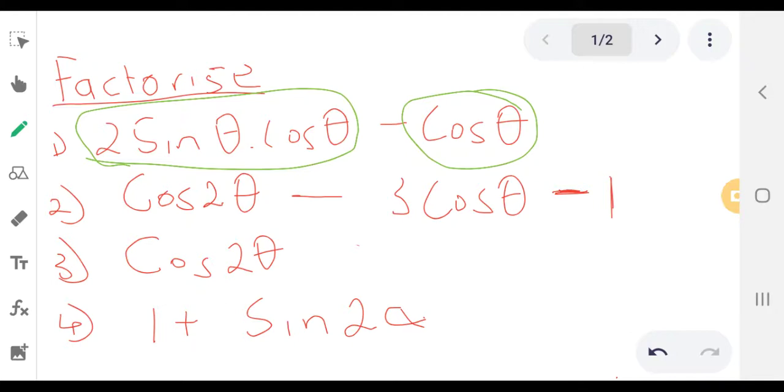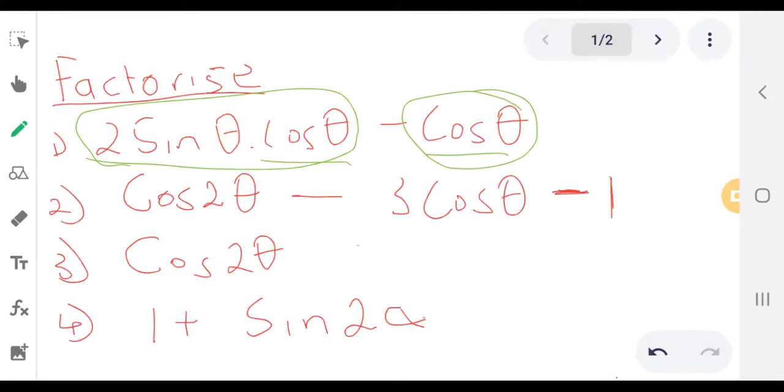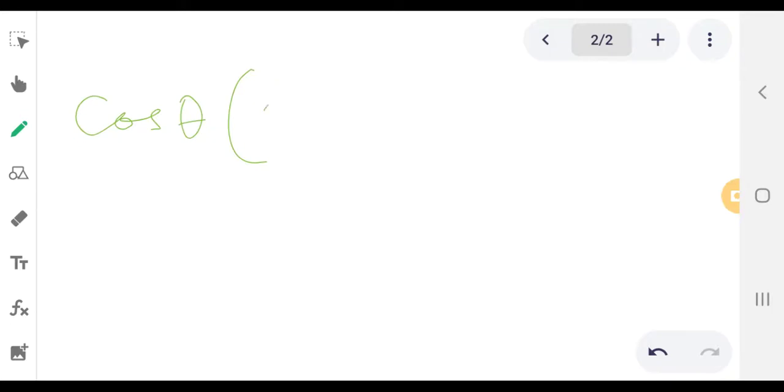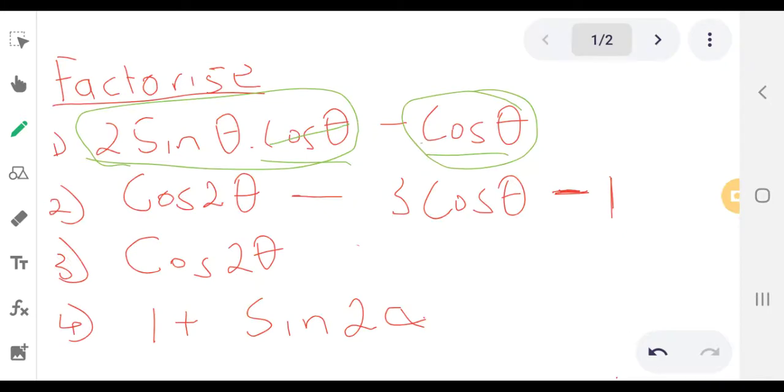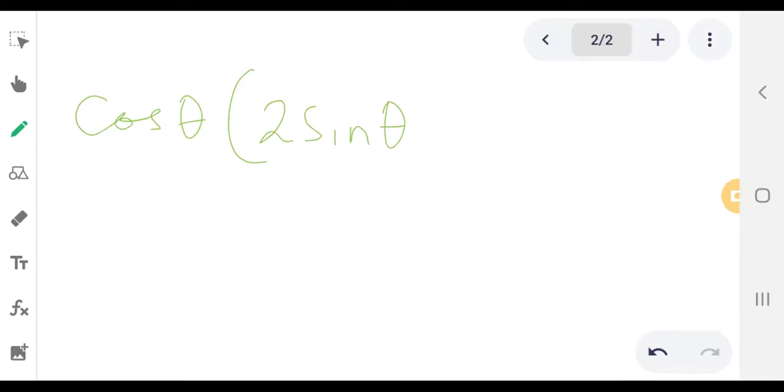Now, between these 2 terms, we can check if there's anything which is common. When we look at this, we have cos on this side, and then we also have cos of theta. So if we were to factorize that, we will say that we have the cos of theta as a common factor. What am I going to be left with? I'm going to be left with 2 the sine of theta. And if I take out this cos as a common factor, I'm going to be left with 1. So that's how we'll factorize our number 1.